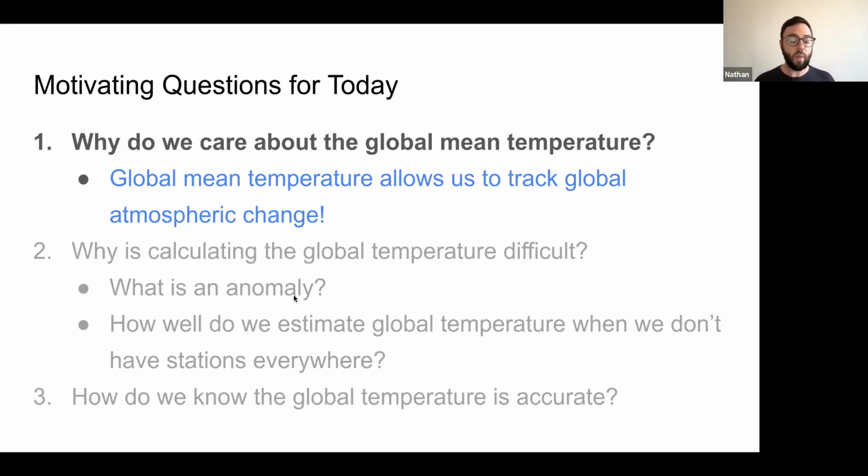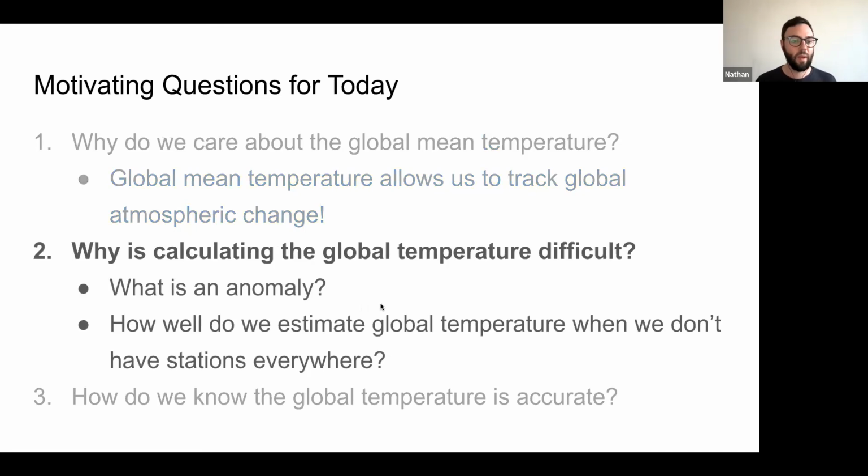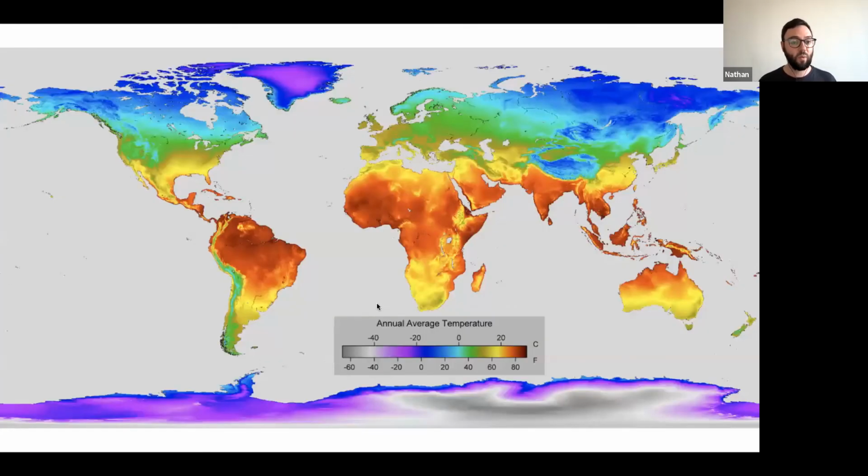Now I'm going to move on to the second question I posed for today: why is calculating the global temperature a tricky problem, or why is it difficult? Here is a map of the annual average temperature on the planet. If you take the year-round average at each location, this is the value of temperature you get.